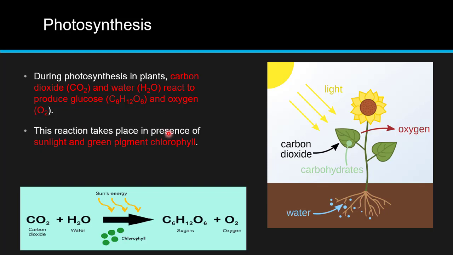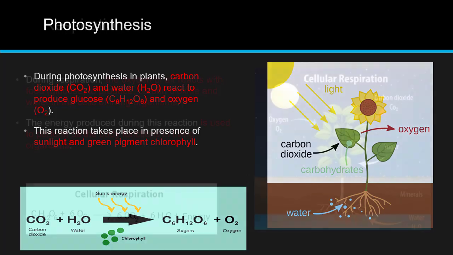This reaction takes place in the presence of sunlight and a green pigment called chlorophyll, which is present in the leaves of plants. So using the sunlight, carbon dioxide and water, the plant produces two important products, carbohydrates, which means sugar, glucose, and oxygen. Here is the equation of photosynthesis, in which we have two reactants, carbon dioxide and water. Both these reactants react with each other in the presence of sunlight and chlorophyll, and they produce two important products, that is glucose, C6H12O6, and oxygen gas.